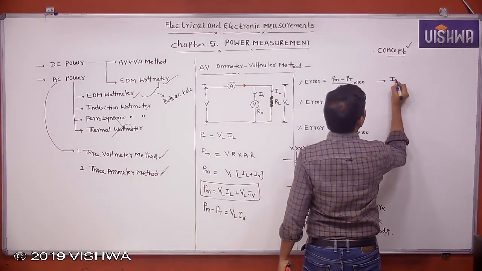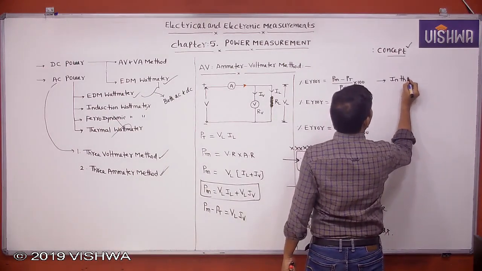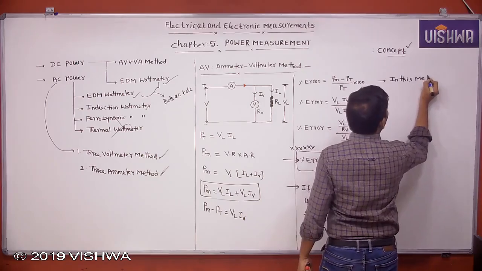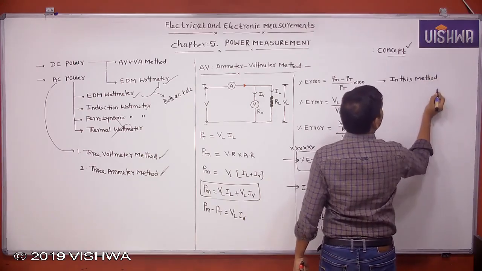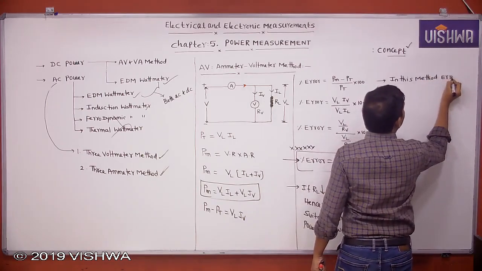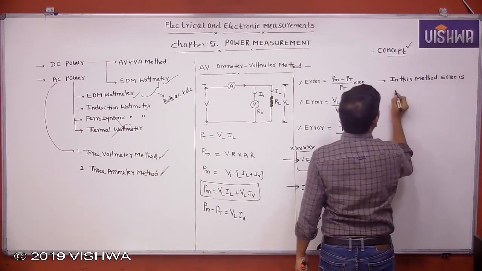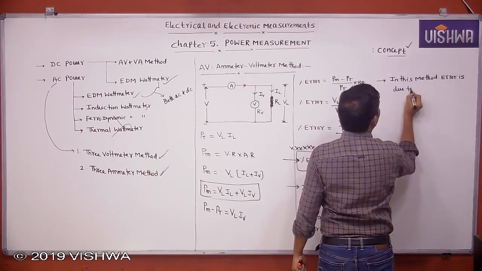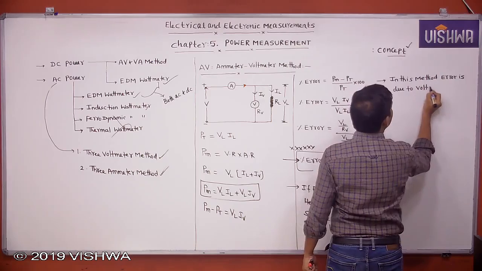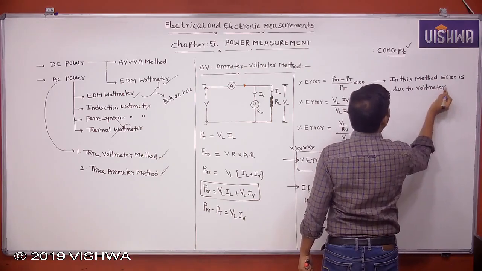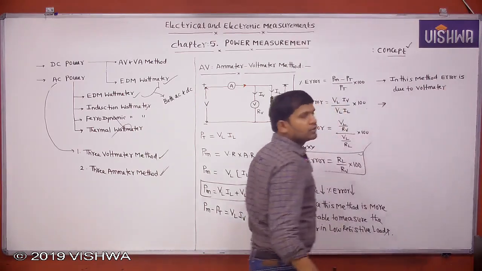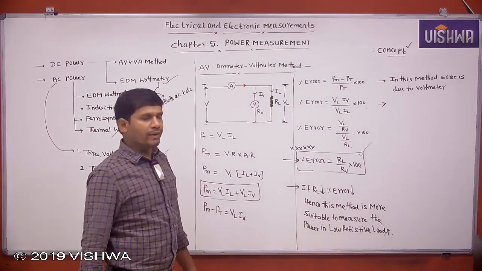In this method, error is due to voltmeter. Error is due to voltmeter. That point also you remember, error is due to voltmeter.